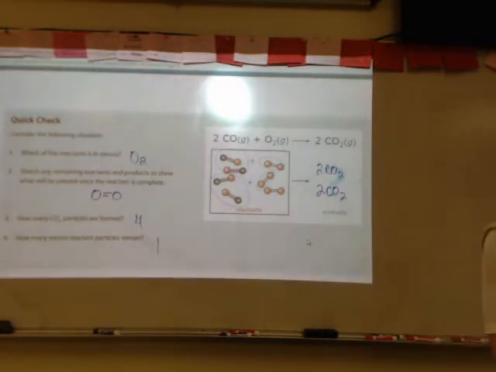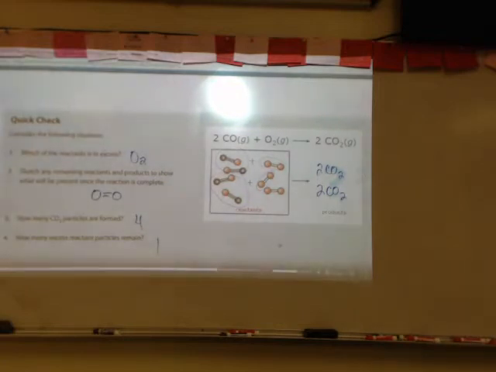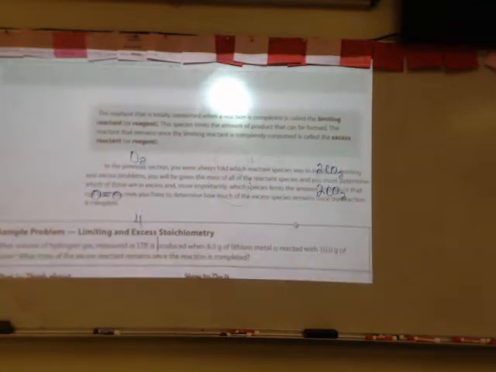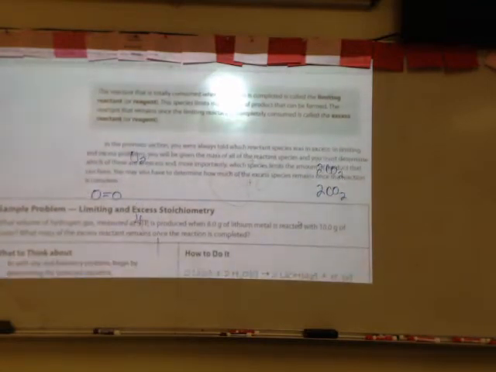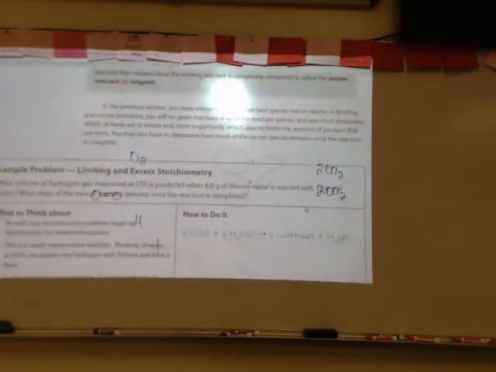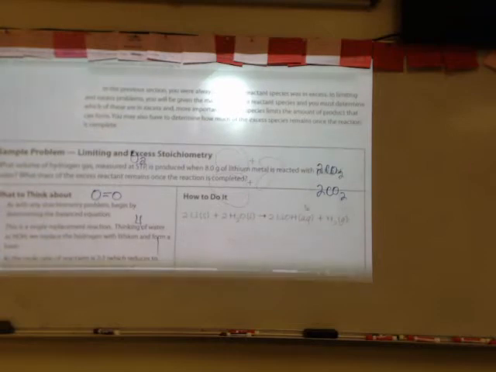So the reactant that is totally consumed, which in this case would be the carbon monoxide, is called the limiting reactant or reagent because it limits how much product can be formed. And the reactant that remains is known as the excess reactant. It is not completely consumed.